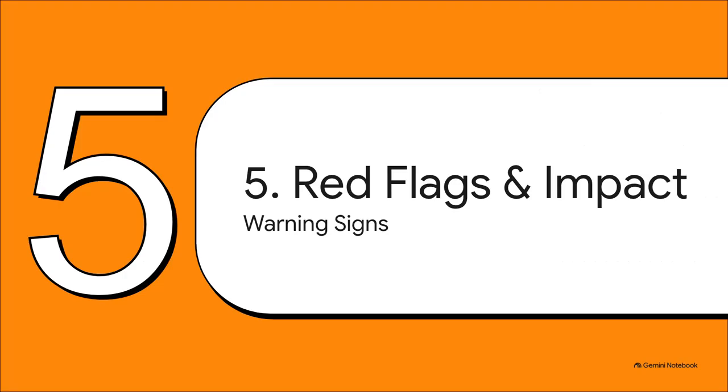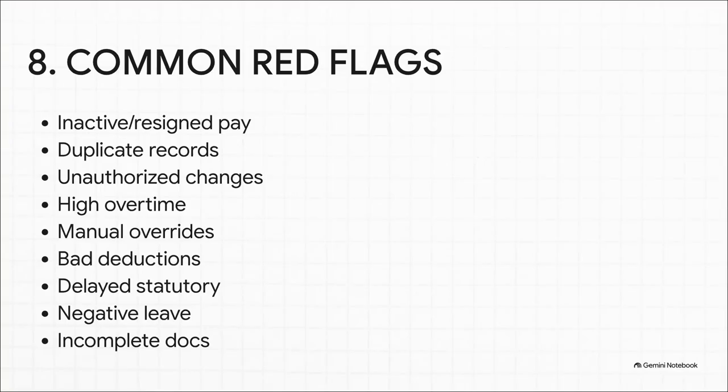Section 5. Red flags and impact. 8. Common red flags. When you're digging through the system, you need to be on high alert for warning signs. This includes payments made to inactive or resigned employees, duplicate records, or completely unauthorized changes. You're also hunting for unusually high overtime, frequent manual overrides, bad deductions, or delayed statutory payments. And practically speaking, if you stumble across an employee with a negative leave balance, that clearly indicates a major failure in your attendance tracking or HR policy enforcement. Oh, and incomplete documentation is always a glaring red flag.